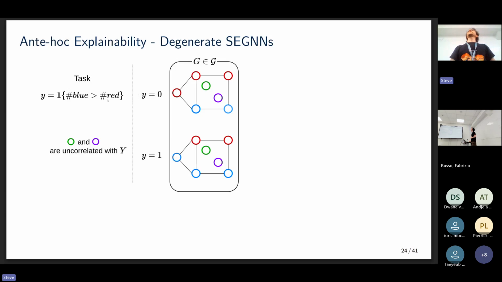The task in this case is to count the relative numerosity of blue and red, saying 1 whenever the number of blue nodes is greater than the number of red nodes. So I hope we can agree that the green and the violet nodes are completely uncorrelated with the label because they do not appear in the ground truth function, and they always appear in the same shape across every graph. I hope we can also agree that an accurate graph neural network must learn some sort of counting of the red and the blue in order to then decide which one is the most present.